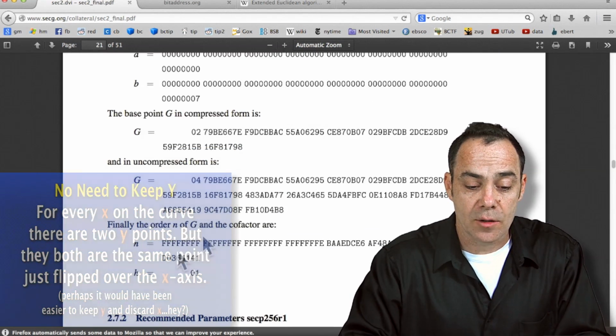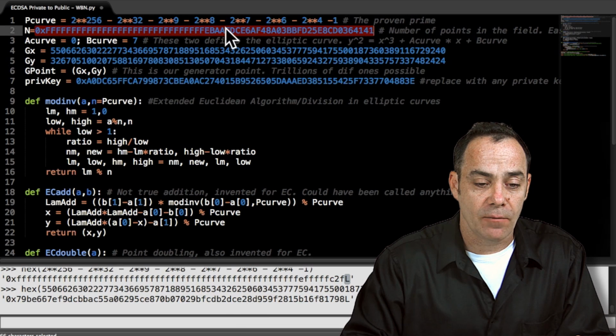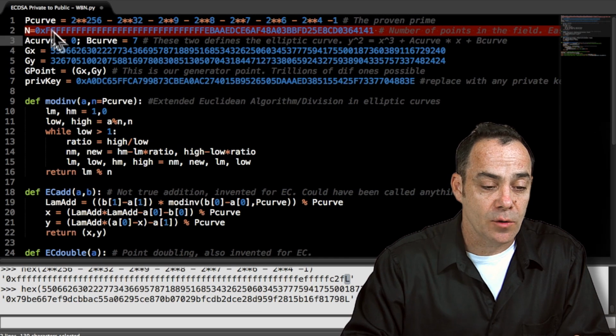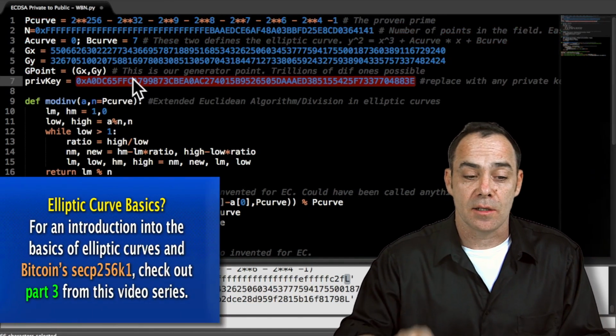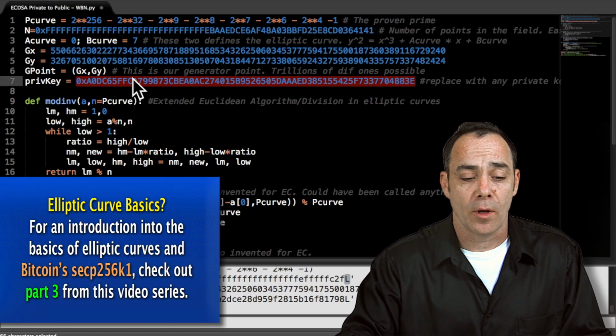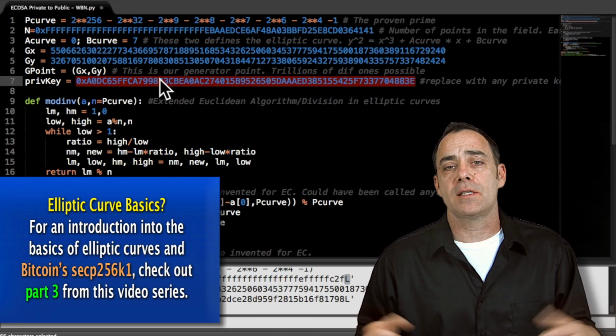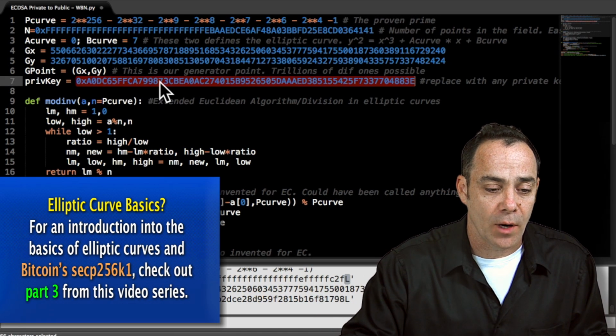Okay, and then here's n, which we actually keep in the exact same format. So you see it right here. Okay, so these are our constants up to here. Of course, this is not a constant. This is your individual private key, the one that you want to keep secret. So if you want to try this out and play with it, you can substitute in different private keys.